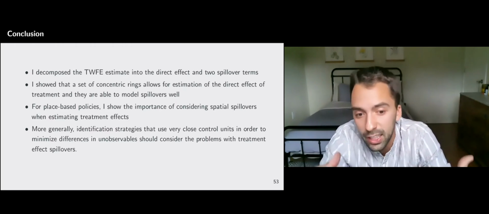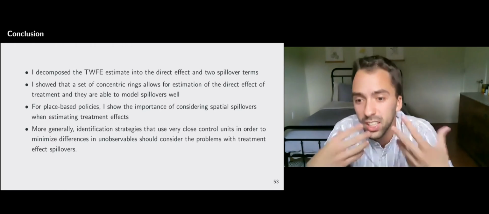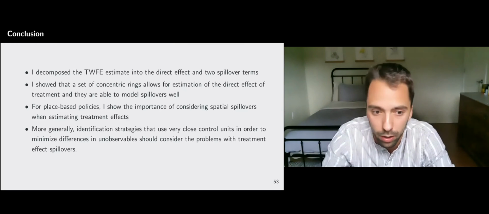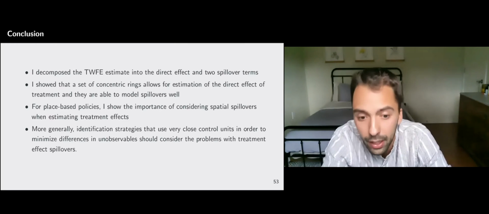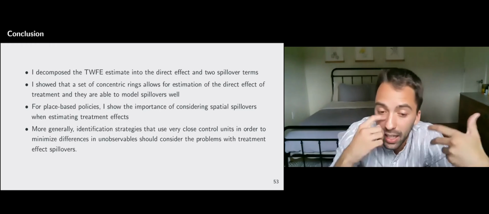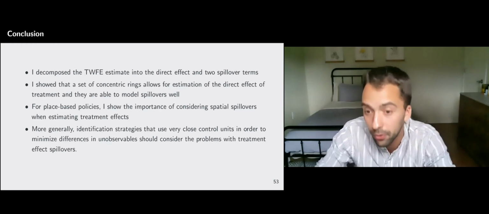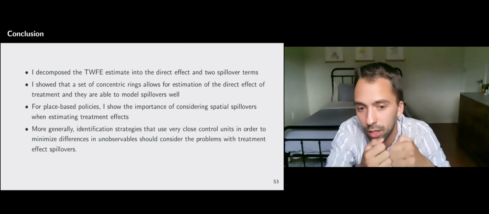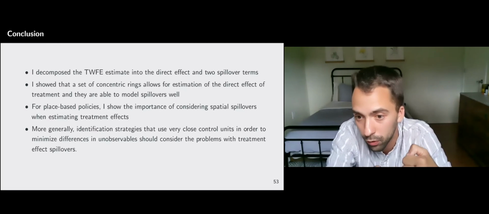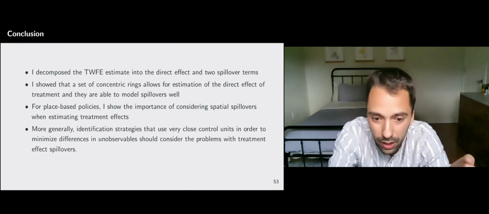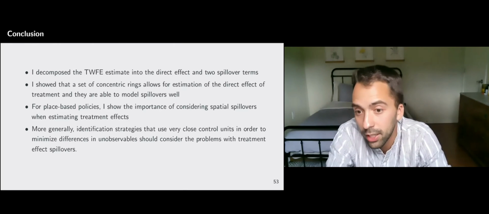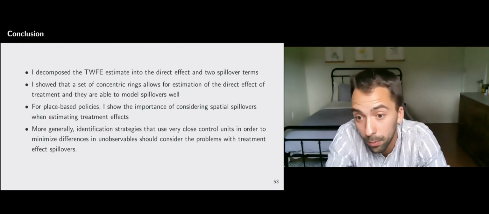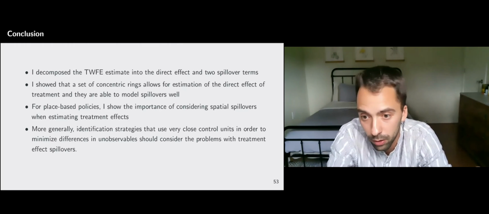And then I show for place-based policies that it's important to consider spatial spillovers when estimating the treatment effects. And more generally, I show that identification strategies that use very close control units, where the goal is to minimize the difference in unobservables by using just the other side of the border, have a problem when you have treatment effect spillovers.